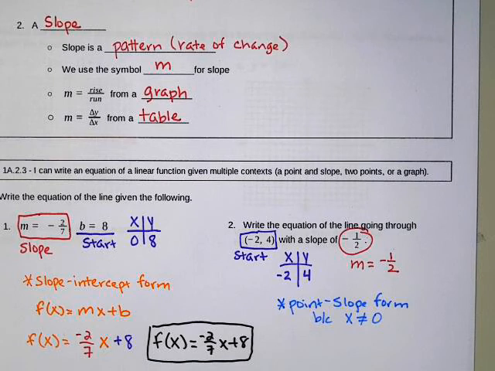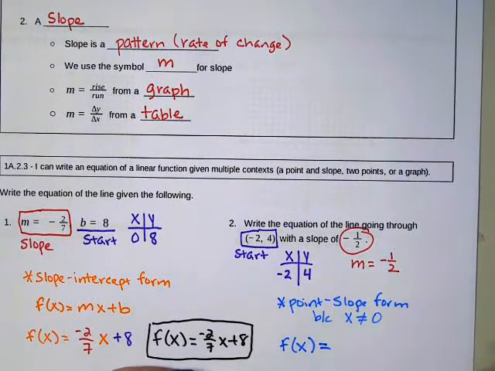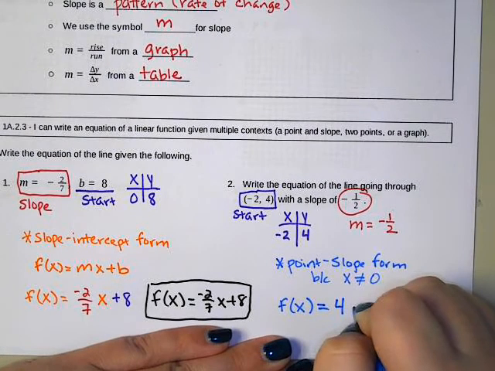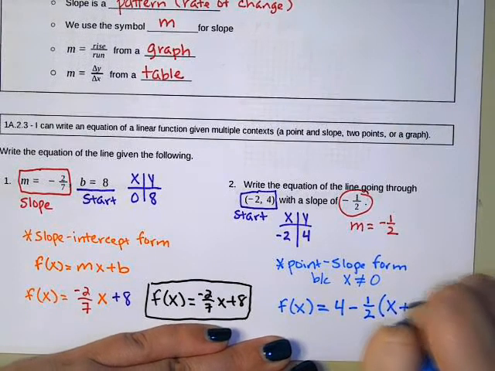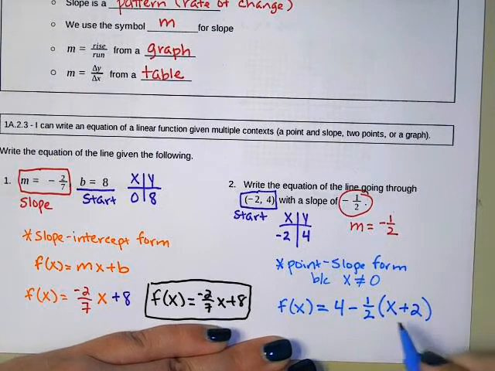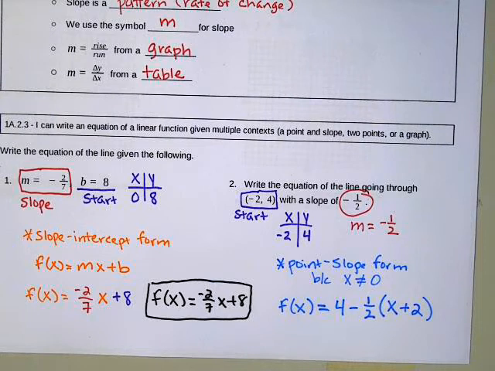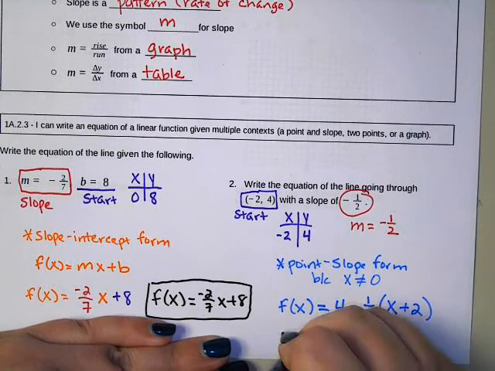So let's go ahead and write our equation then. We're going to do f of x equals, we know our starting y value comes first, so we're going to do 4, and then our pattern minus 1/2 times x plus 2. And this is x plus 2 because we know that we need the opposite of our starting x value. So if we want to truly write it in point-slope form, we're going to move that 4 to the back.